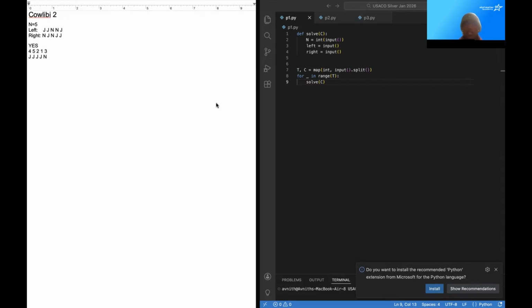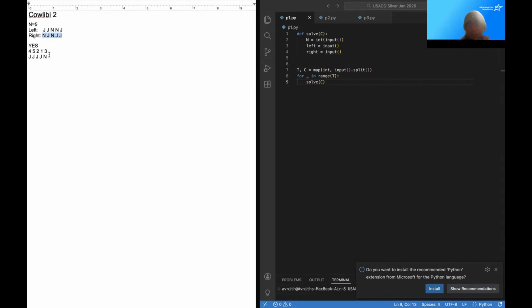And so our goal is, given the information that each cow tells us, can we reconstruct any valid arrangement order around the circle and assign a type to each cow? So, for example, if we look at the sample test case, there are five cows, and each of the cows tells us the type of the cow on the left and the right.